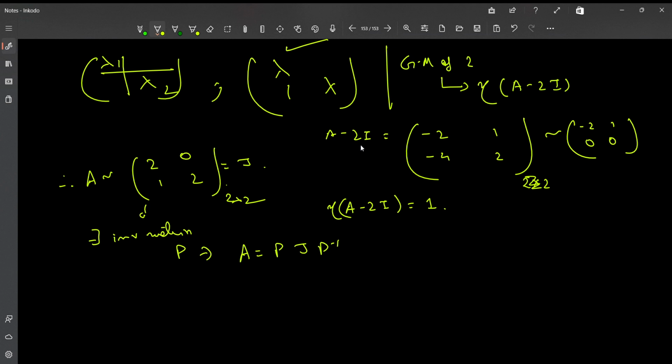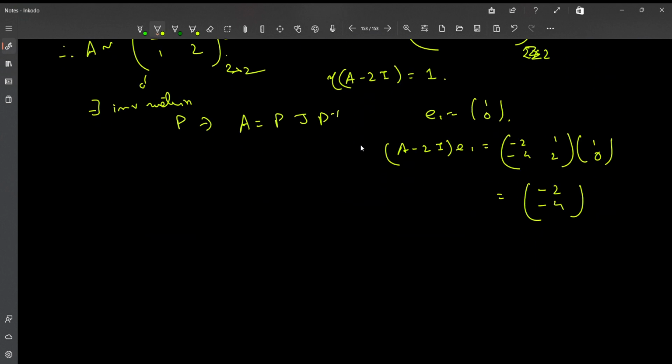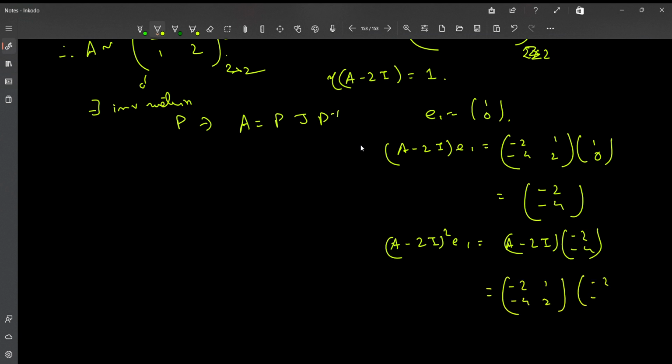So let us consider the vector E1, let's say E1 is 1, 0. Then what is A minus 2I of E1? It's minus 2, 1, minus 4, 2 times 1, 0. So basically we have minus 2 here and we have minus 4, right? What is A minus 2I squared of E1? Then this will be A minus 2I times this vector minus 2, minus 4. So it's precisely minus 2, 1, minus 4, 2 times minus 2, minus 4.